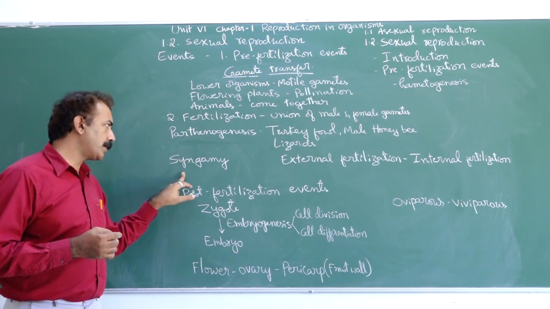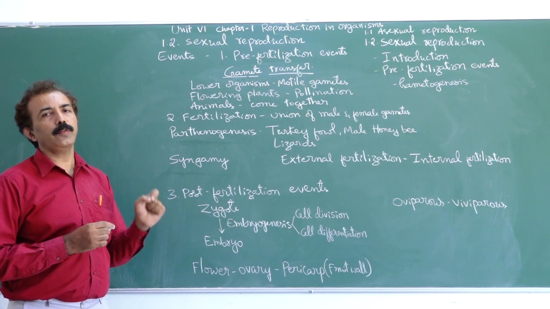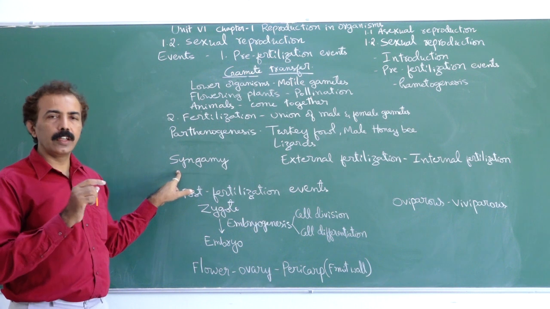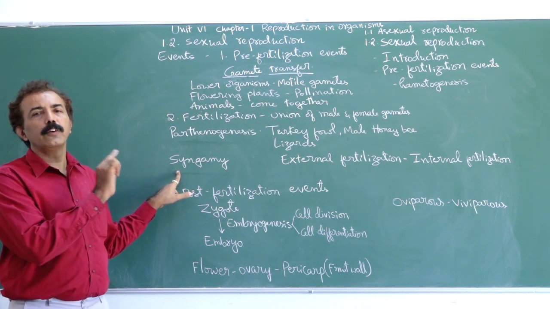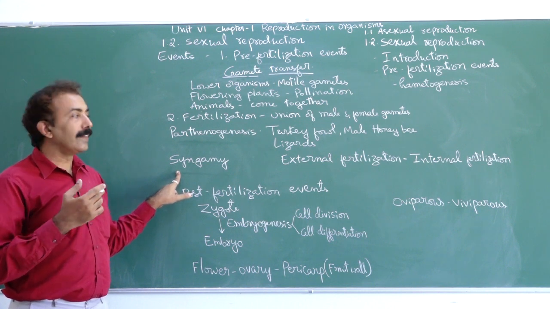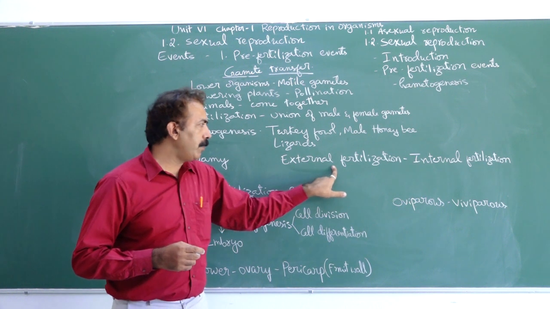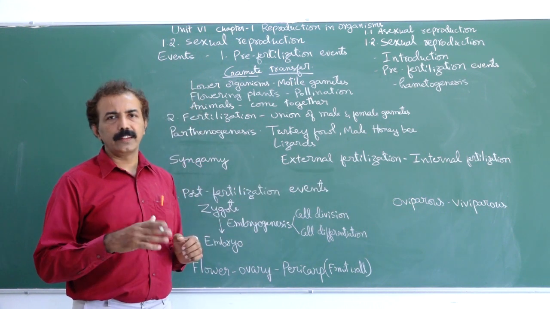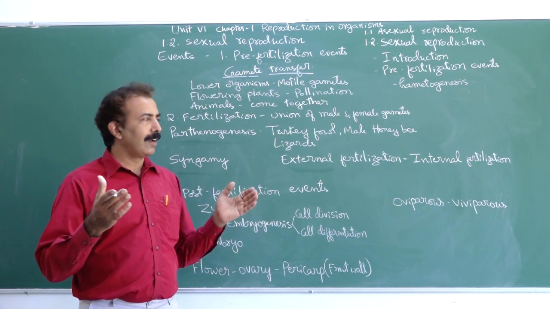When fertilization takes place, we call it by the name syngamy. Union of male and female gamete is fertilization or syngamy. This is the word we use to refer to fertilization. Where does it take place? There are two possibilities. It can be taking place in the medium of water. Think of lower organisms like fish, frog.